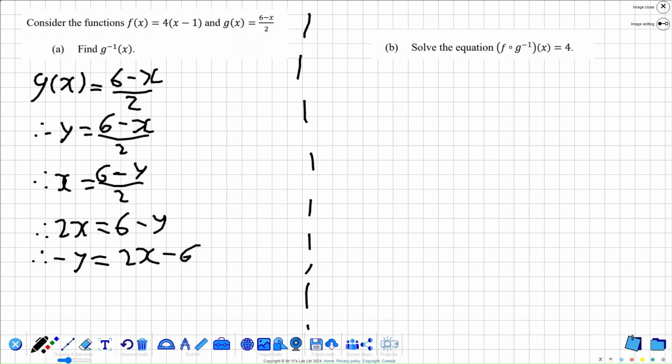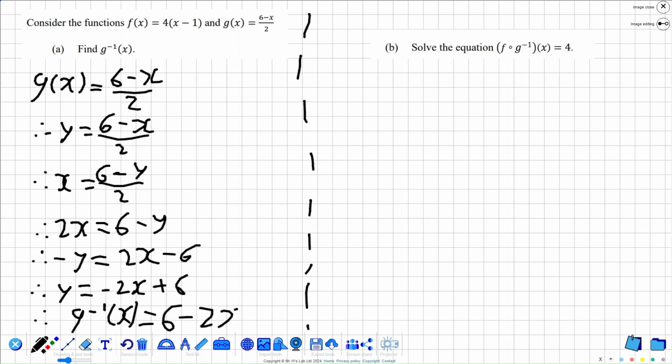And then what we'll do is we'll just get rid of the negative and we'll say therefore y equals negative 2x plus 6, or we could show that as 6 minus 2x. So obviously therefore g inverse of x, just to state the question properly, equals 6 minus 2x, like that.